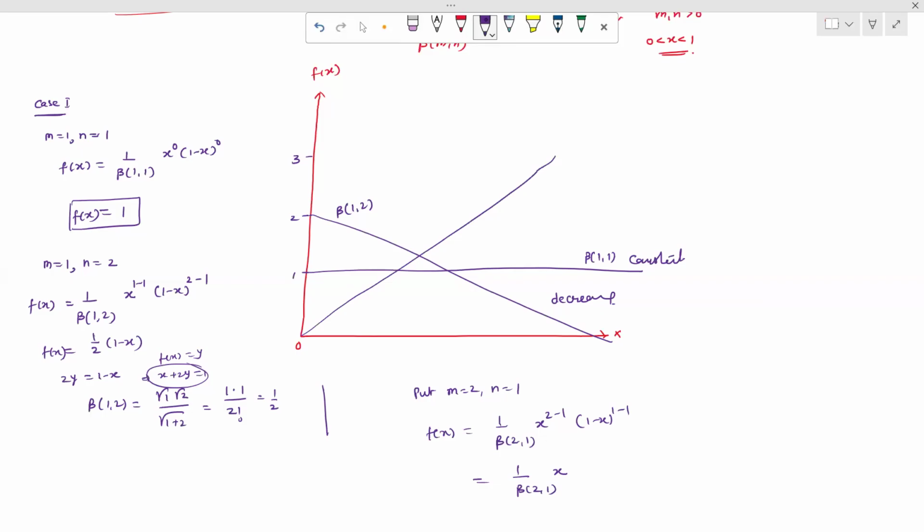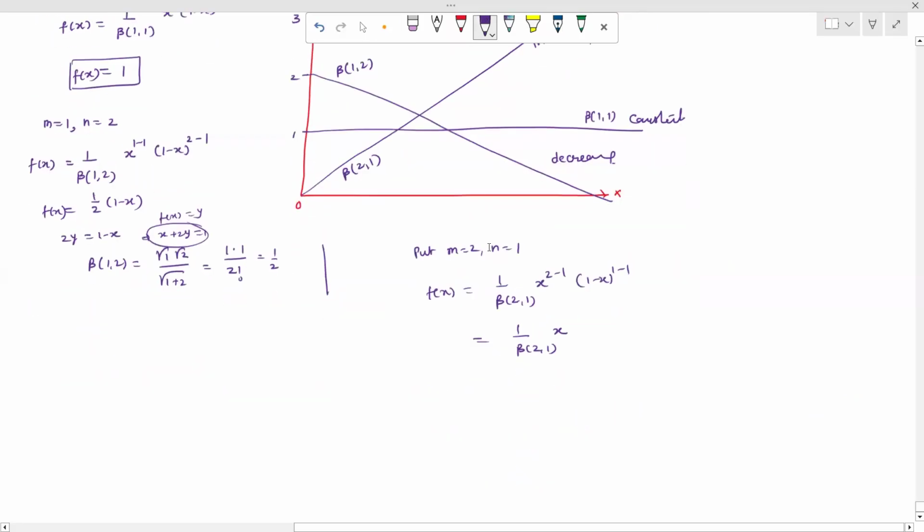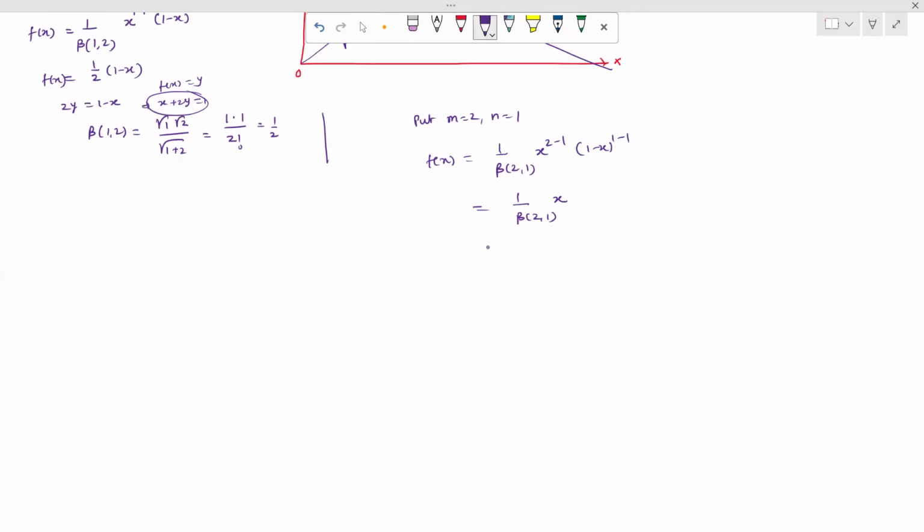So this is for beta(2, 1). This is the increasing graph. So we take the examples related to that. Now we move to the next cases.